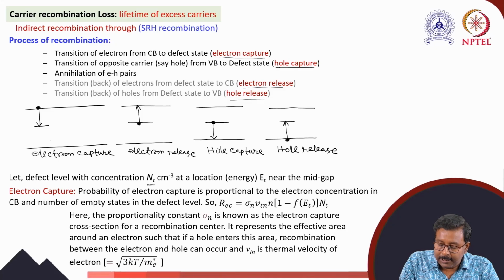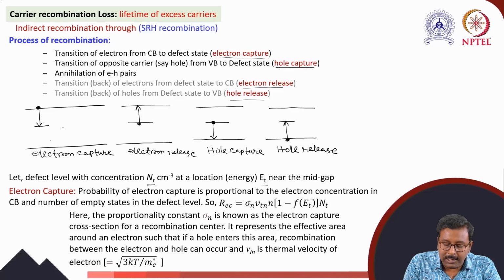Suppose Nt per cubic centimeter is the density of defect states. Instead of a single state, we consider that there are several such defect states. So what is the density of states? I also defined that density of states means the number of such states per volume per energy interval. So Nt is the density of defect states at a location, say Et. I mentioned the position Et. There is a trap state energy, and this is near the mid gap.